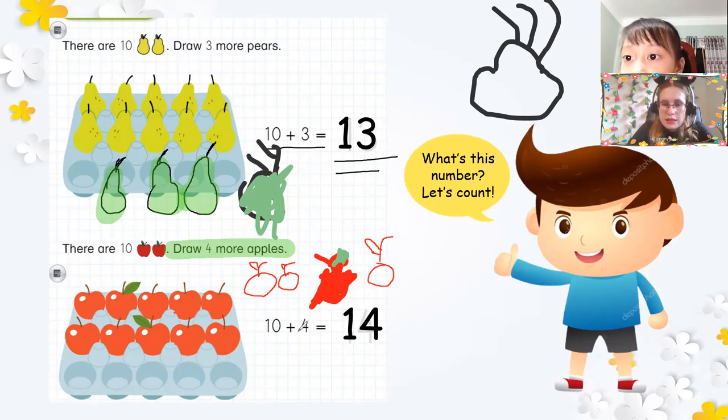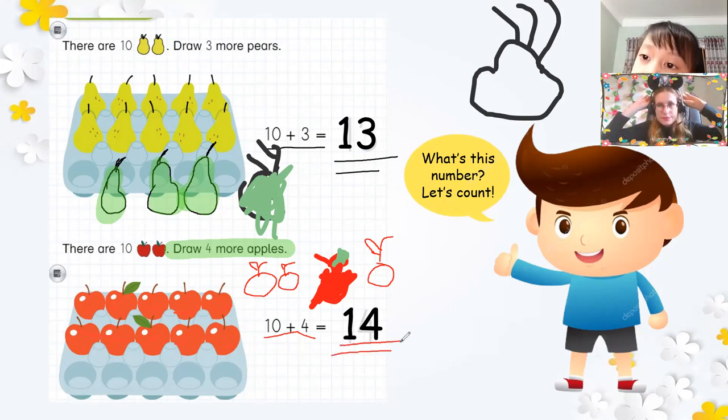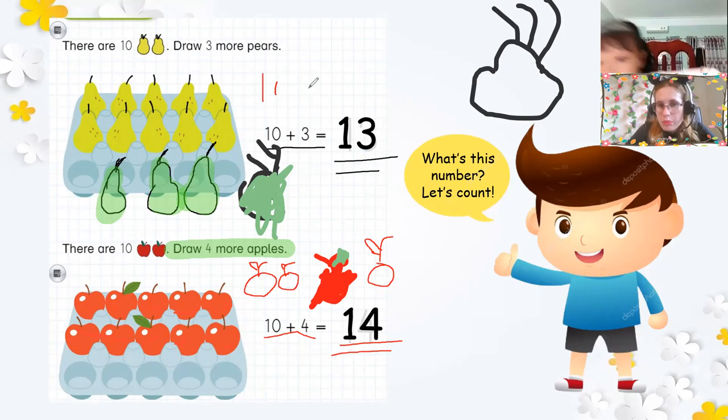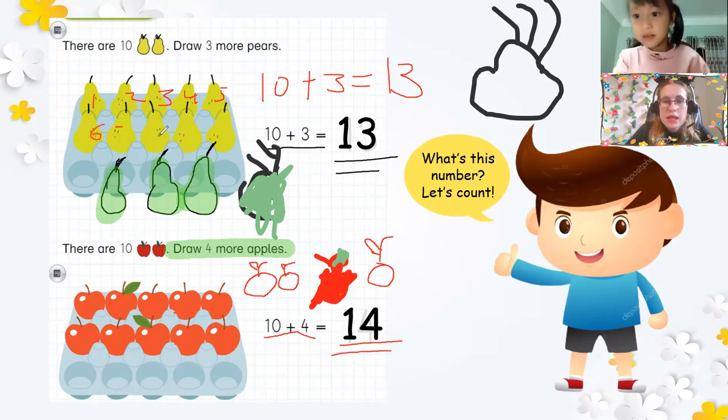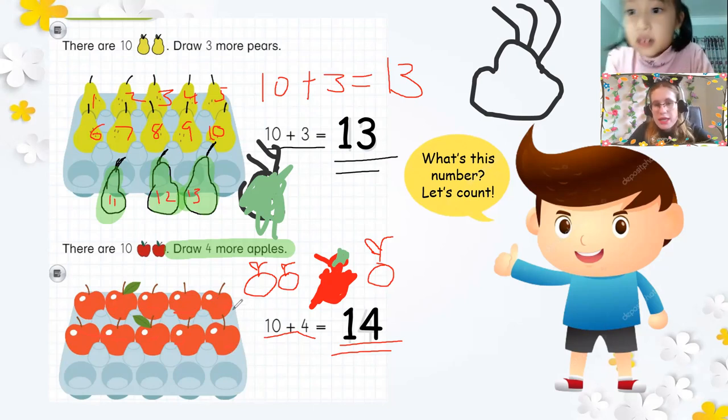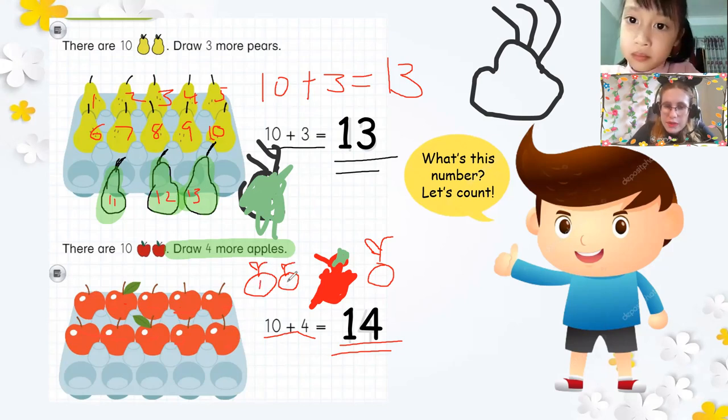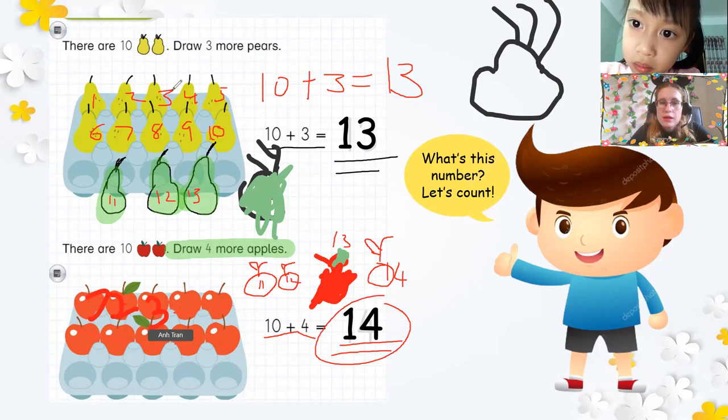Okay, so 10 plus 4 is 14. 14? Yeah, okay, so 10 plus 3 is 13. 1, 2, 3, 4, 5, 6, 7, 8, 9, 10, 11, 12, 13. 13 pairs. 10 apples. 1, 2, 3, 4, 5, 6, 7, 8, 9, 10. Plus 4. 11, 12, 13, 14. 14 apples.